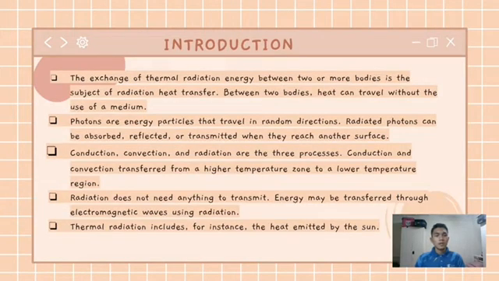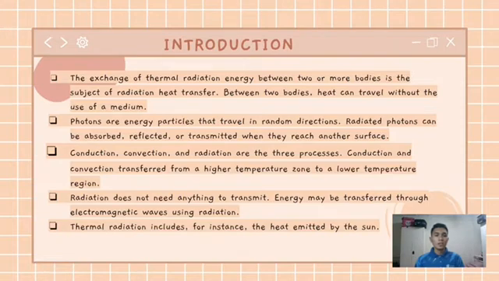Introduction. Radiation heat transfer is concerned with the exchange of thermal radiation energy between two or more bodies. Between two bodies, heat can travel without the use of a medium. Photons are energy particles that travel in random directions. Radiated photons can be absorbed, reflected, or transmitted when they reach another surface.